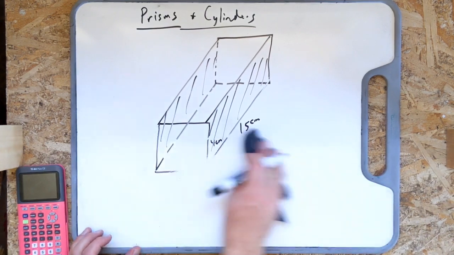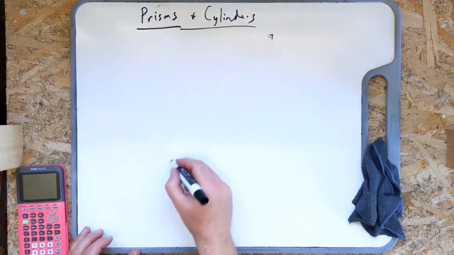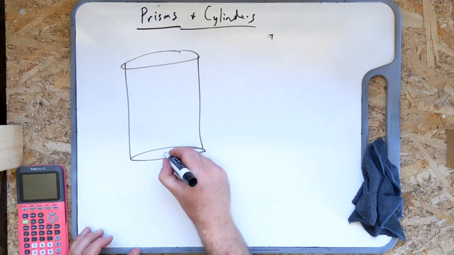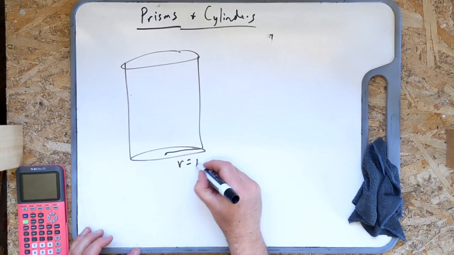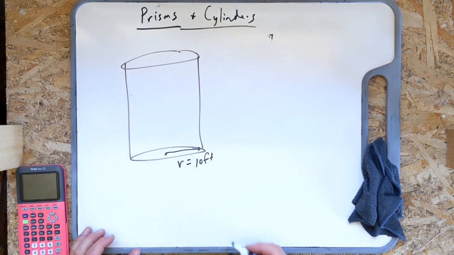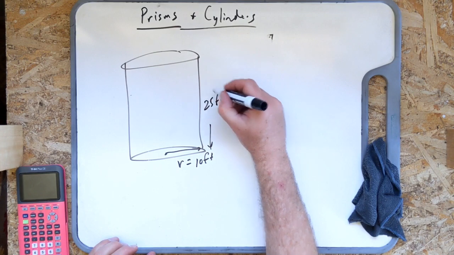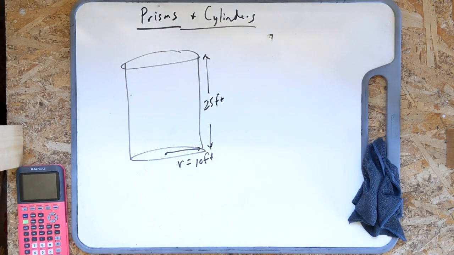Okay, let's give another one. Do a cylinder this time. Radius is, I don't know, 10 feet, a really big cylinder. And the height is, I don't know, say 25 feet. Okay, I want you to find the volume of that cylinder. Pause the video.